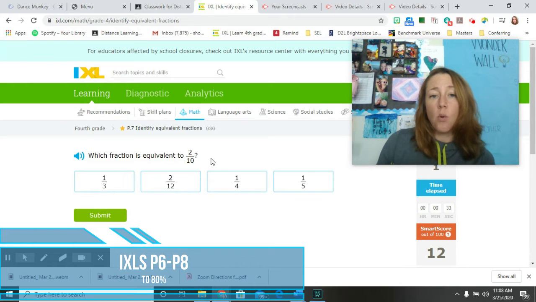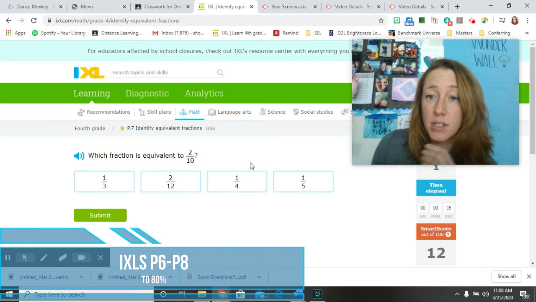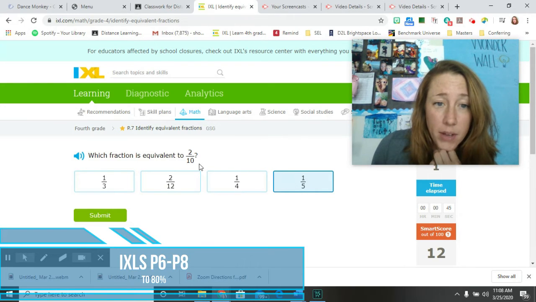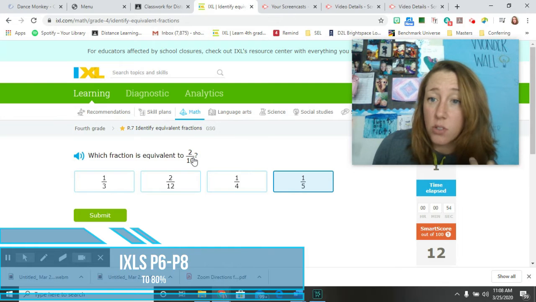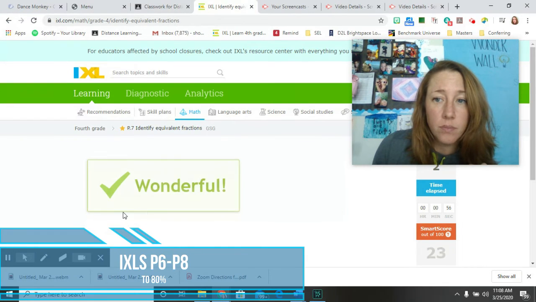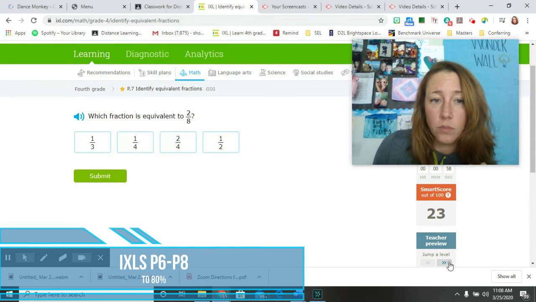2/10. Well, right away I'm just going to look at the denominators and see if they multiply into 10. No. 3 doesn't go into 10. 12 doesn't go into 10. 4 doesn't go into 10. 5 does, so I'm going to think about, okay, 5 times what gets me to 10? 2. 1 times what gets me to 10? 2. So 5 times 2 is 10. 1 times 2 is 2/10. So that does make sense, right? Jump a level.